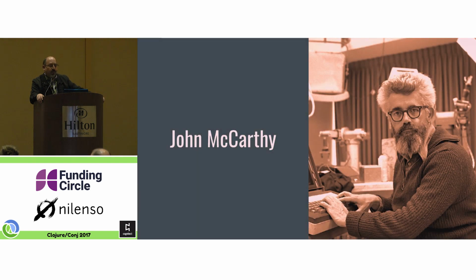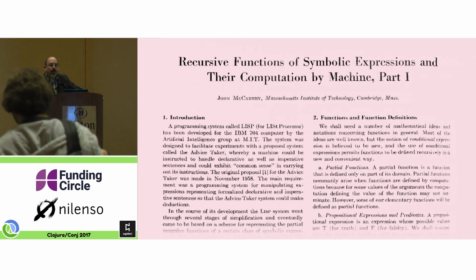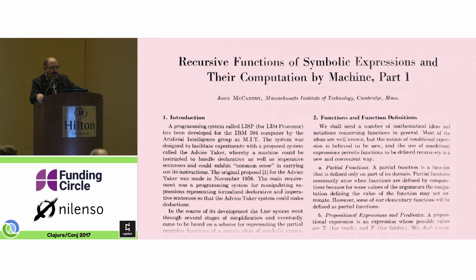So it starts with John McCarthy. He was working at MIT, and he published in the April issue of the Communications of the ACM in 1960 this paper called Recursive Functions of Symbolic Expressions and Their Computation by Machine, Part 1. John McCarthy says that he planned to write a second part, but he actually never did it.